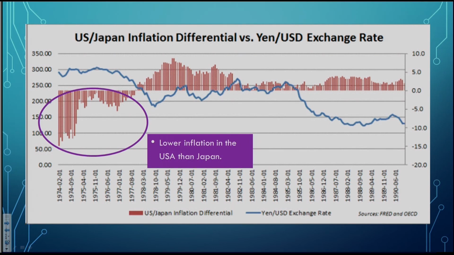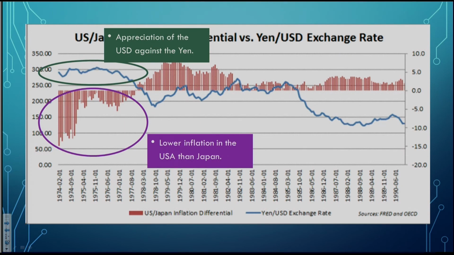So if the United States has lower inflation than Japan, what does theory say? What should be happening to currency? Should our currency be appreciating or depreciating relative to Japan? So lower inflation in the US, then we should see appreciation of the US dollar against the yen. And that's kind of what we're seeing here. So this is a pretty cool way of presenting it.